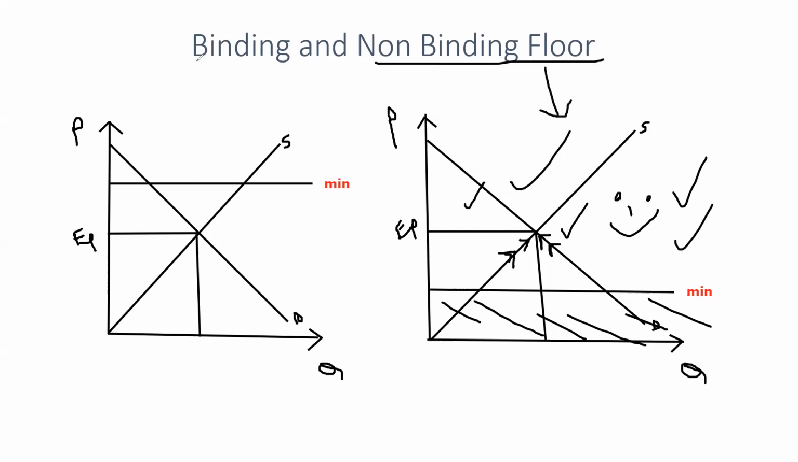Okay, now on the other side I'm going to show you a binding floor. That is if your minimum is placed above the market equilibrium. It means you cannot go below the minimum. It means you cannot reach the equilibrium price. This price is not allowed because you cannot go below it. That raises a problem.